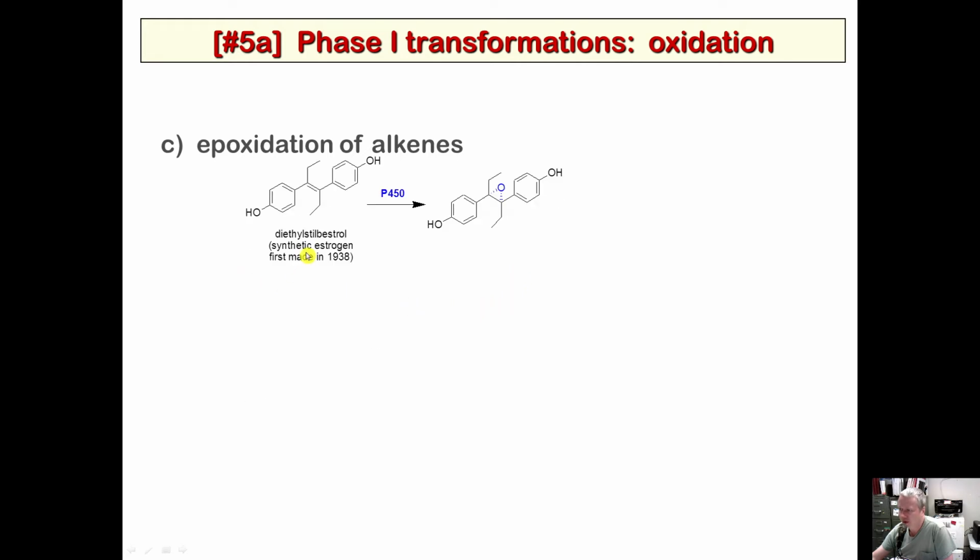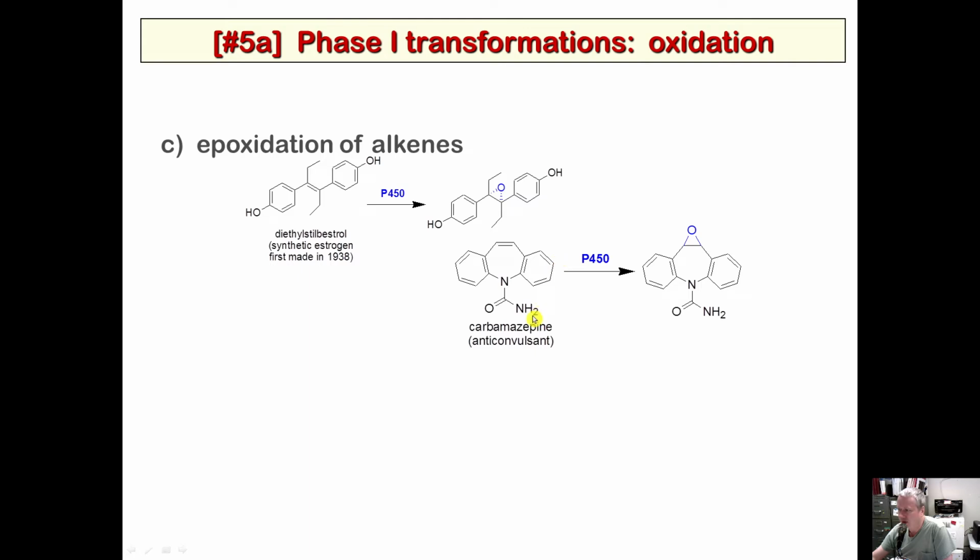Example is diethylstilbestrol, which has an alkene in it, and it's one of these estrogen derivatives, kind of like tamoxifen, made first time in 1938. And anyway, P450 oxidizes the alkene. I think it does it stereoselectively, which is not surprising because P450 is a protein, and proteins are kind of picky about stereochemistry. So it makes epoxide, and then that probably gets hydrolyzed to the dialcohol and then maybe excreted.